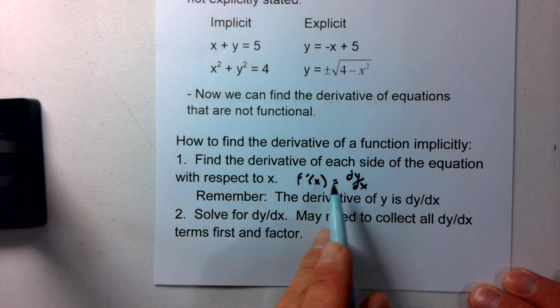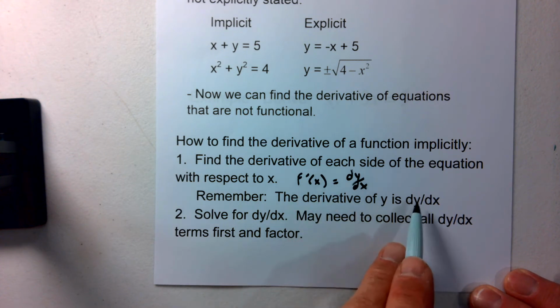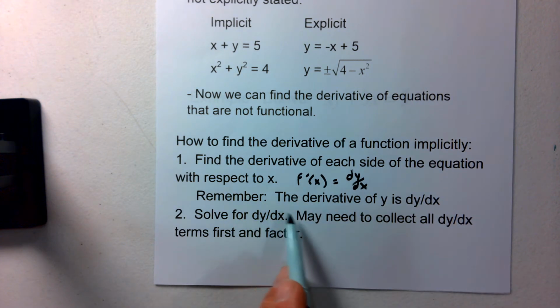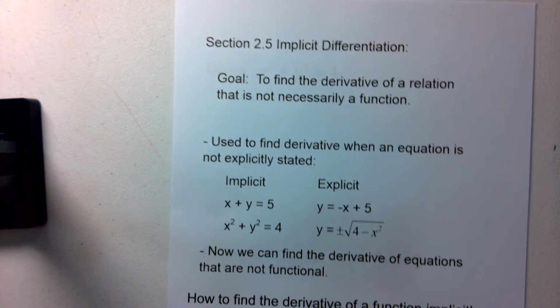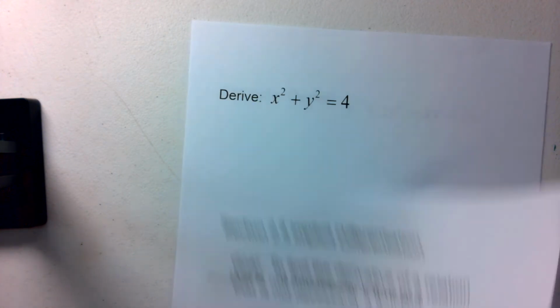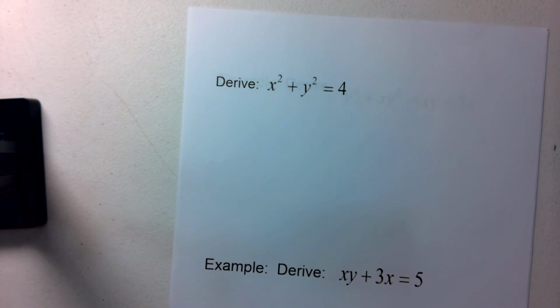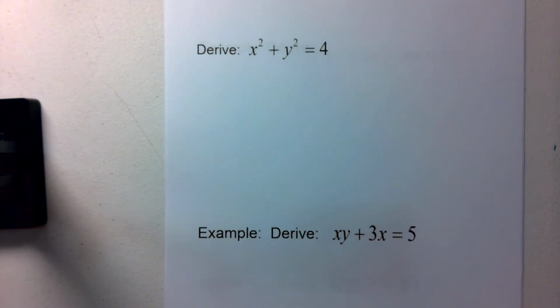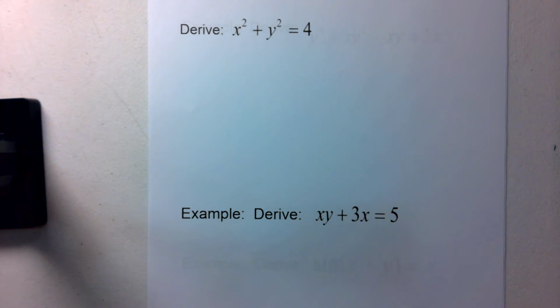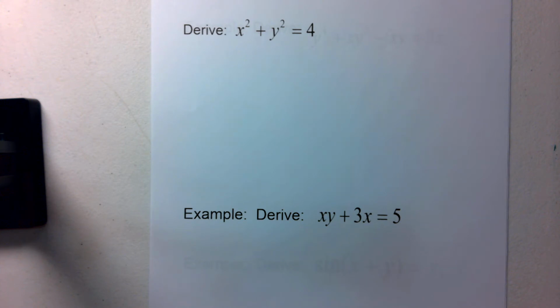Whenever we take the derivative of y with respect to x, we're going to solve for that dy dx. We may need to collect some dy dx's, and we may have to factor as well as we get into these problems. So let's go ahead and start. We have lots of examples today, so you're going to probably want to put this on 2 times the speed or 3 times the speed to get through it in a normal time. But we're going to sit through here.